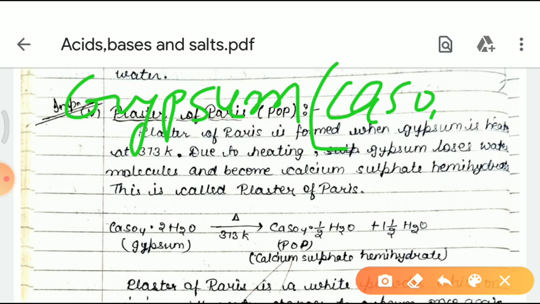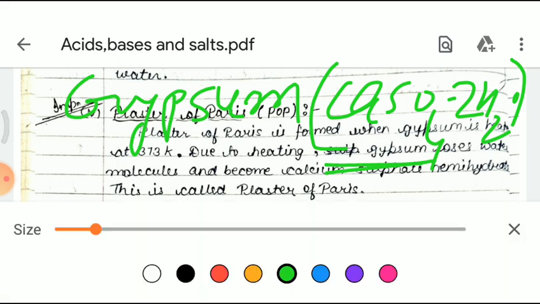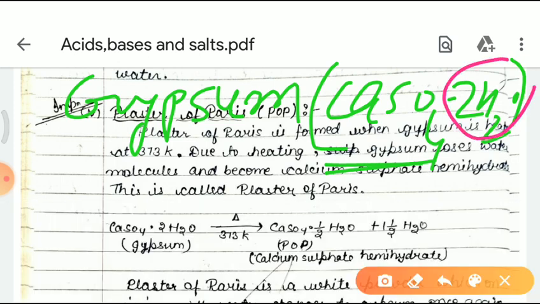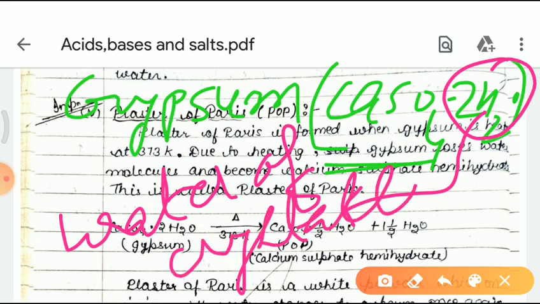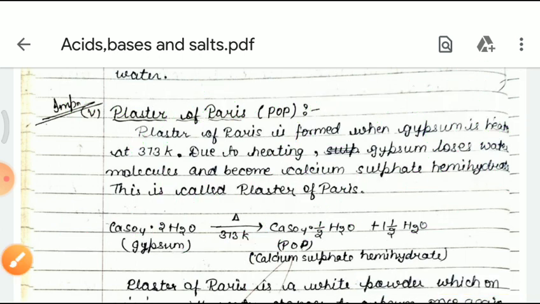What is its formula? CaSO4.2H2O. Right? CaSO4 means calcium sulfate, dot 2H2O. Here 2H2O represents the water of crystallization. 2H2O is what? Water of crystallization. This gypsum is present in terms of solid mass, and whenever this gypsum is heated at a controlled temperature, that temperature is 373 Kelvin.